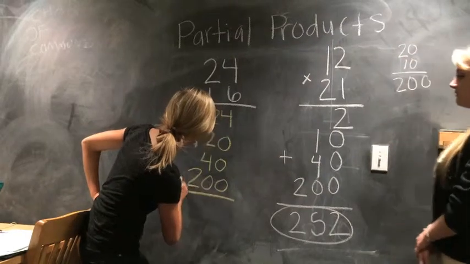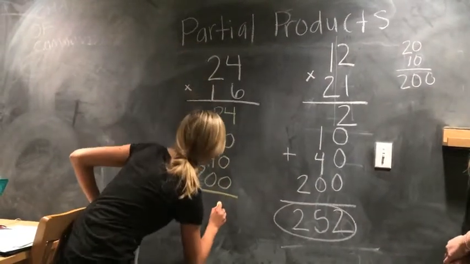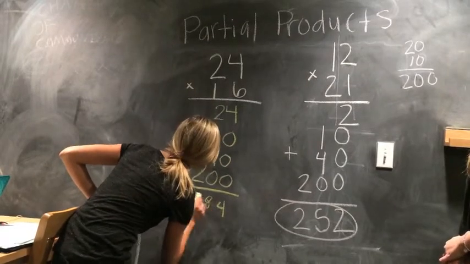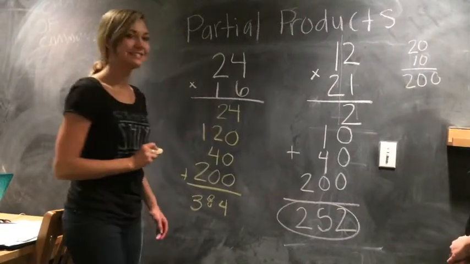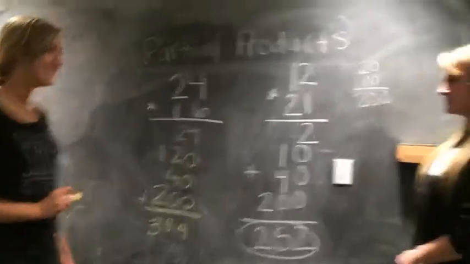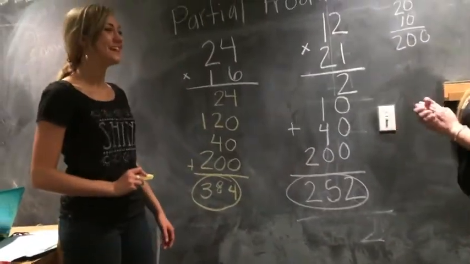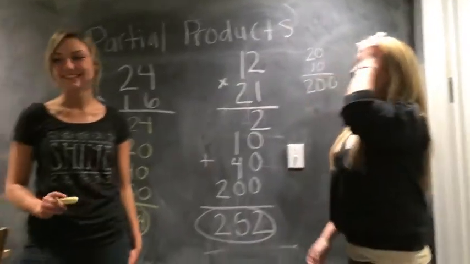All right, and the final step? 384. Circle your answer. There we go. Very, very good. And that is partial products.